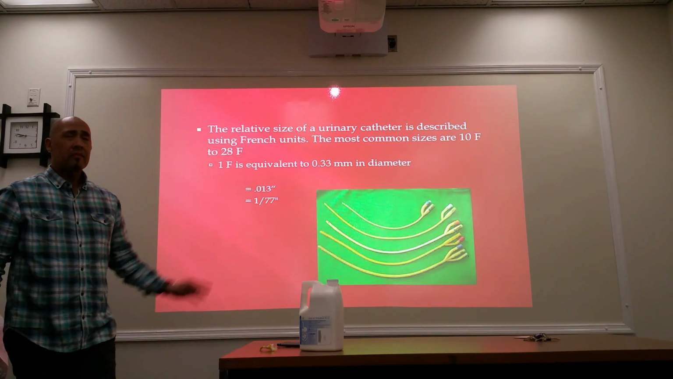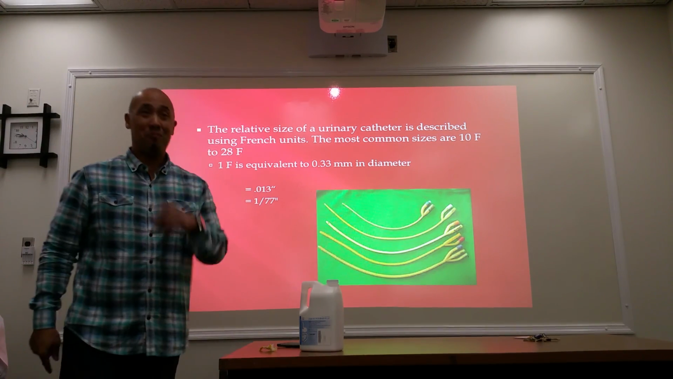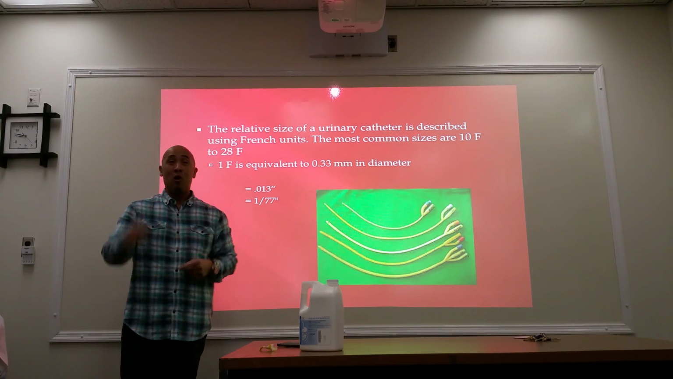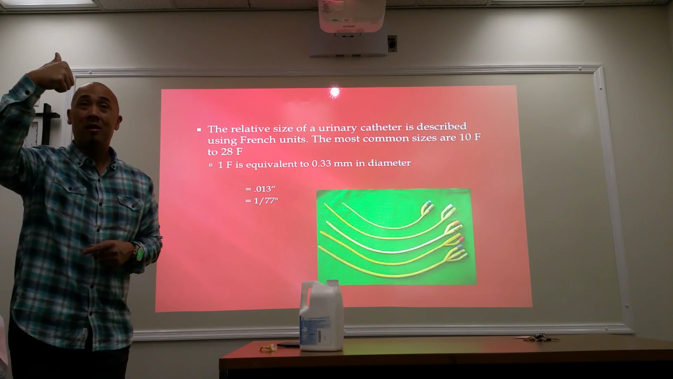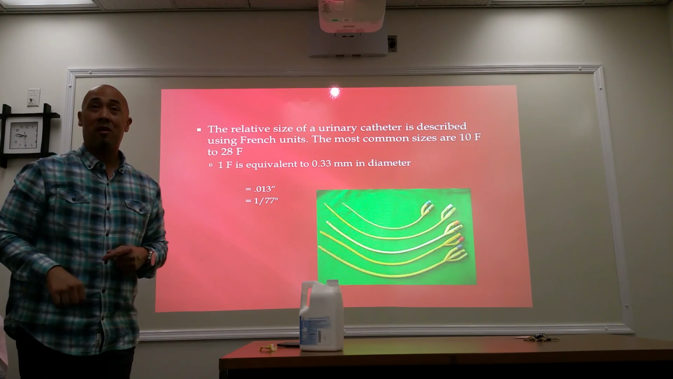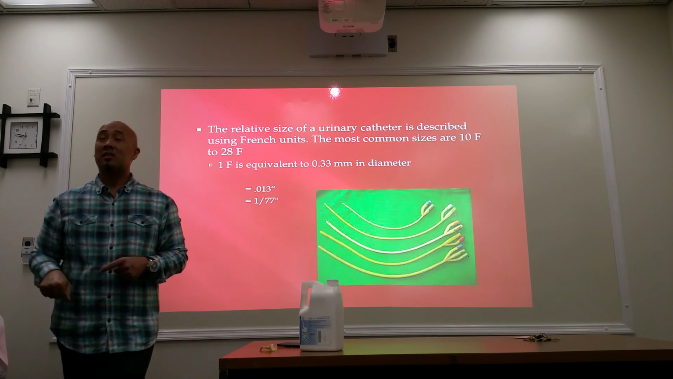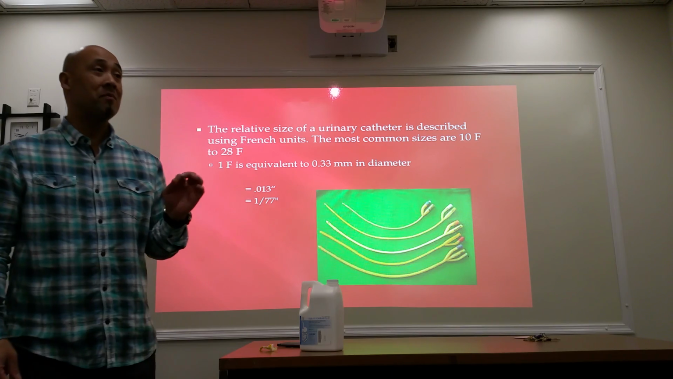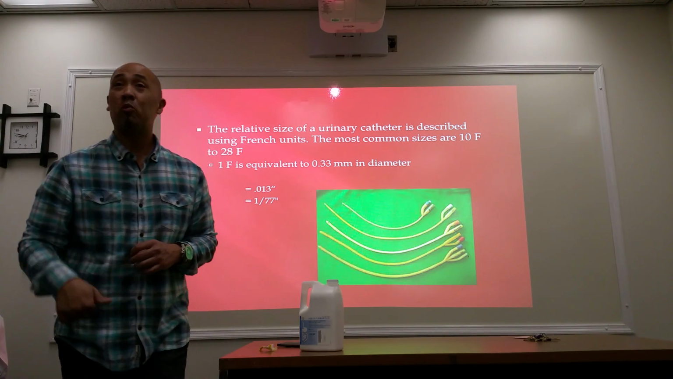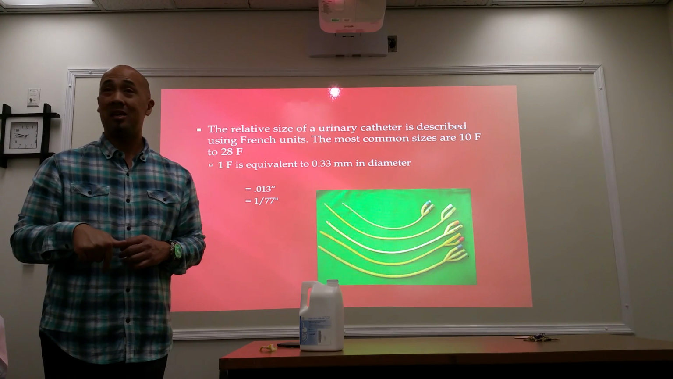All right, unlike the gauge, I should look it up. You remember how you asked me why, if the gauge number goes up, the diameter gets smaller? Okay, so a couple of my students stayed after class last week and asked me, you guys remember in needle gauges, as the number of the gauge went up, the diameter of the needle went down, which didn't make any sense?